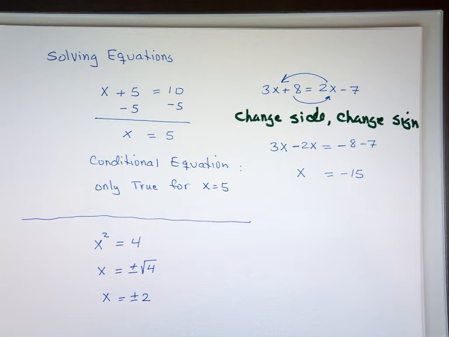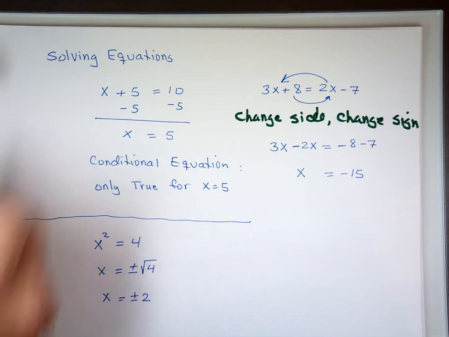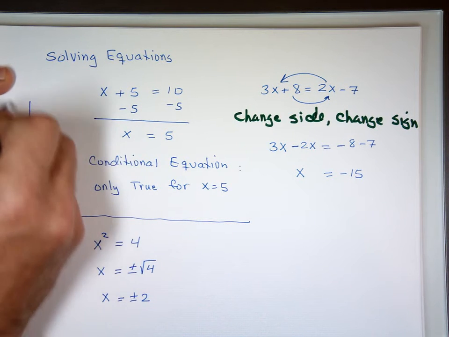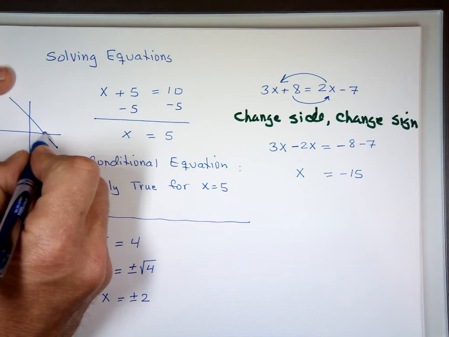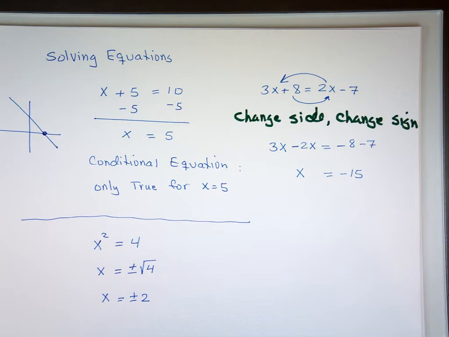Why does a quadratic equation have two solutions? Why does a linear equation have only one solution? When you graph a linear equation, you're graphing a straight line. We're looking to see where the line intersects the x-axis. A straight line is only going to cross the x-axis at one spot. Sometimes it doesn't cross. Why? If you have y equals 4, that's horizontal. That never crosses the x-axis.